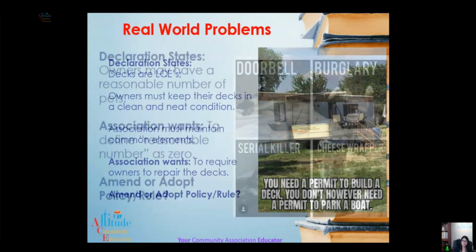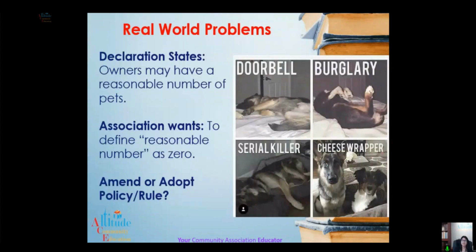All right. Declaration says owners may have a reasonable number of pets. Association wants to define reasonable number as 0. Do we amend or do we adopt a rule or policy? Okay, I'm hoping you're all thinking amend.